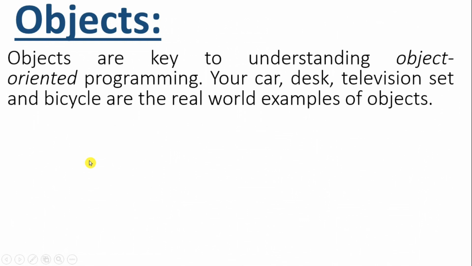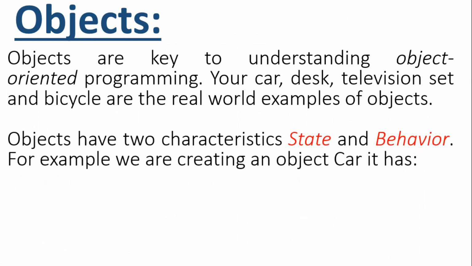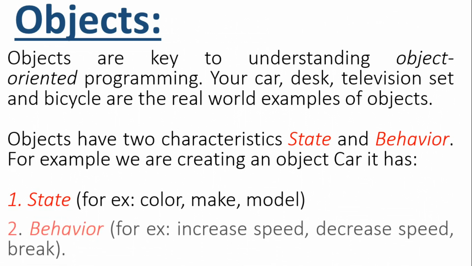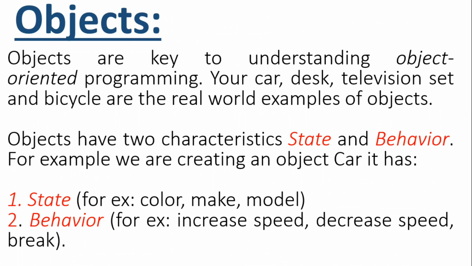Objects. Objects are key to understanding object-oriented programming. Your car, desk, television set, and bicycle are real-world examples of objects. Objects have two characteristics, state and behavior. For example, we are creating an object car. Number one is its state, for example, its color, its make, its model, etc. And the second one is its behavior, for example, increase speed, decrease speed, and brakes.